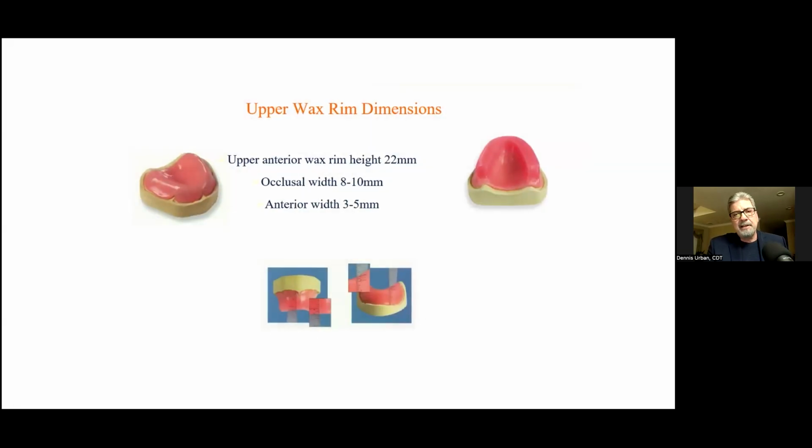What we try to do at the laboratory is contour these wax rims so you have less work in the operatory. So we're going to follow the traditional dimensions. The wax rim height from the periphery to the incisal edge on an upper is 22 millimeters, and the occlusal width is about 8 to 10 millimeters, and the anterior width is about 3 to 5 millimeters.